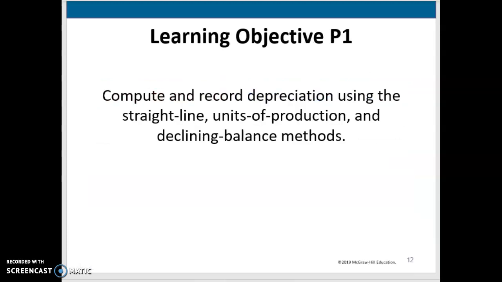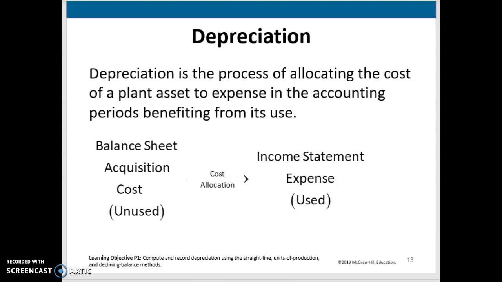All right, going into the next section, we're going to be looking at computing and recording depreciation. We're going to learn three different methods. The first one is straight line, which we've seen before. We have a new one called units of production, and then we have another one called declining balance. It's also called double declining balance, so we'll see that as we get into it. So let's look at depreciation.